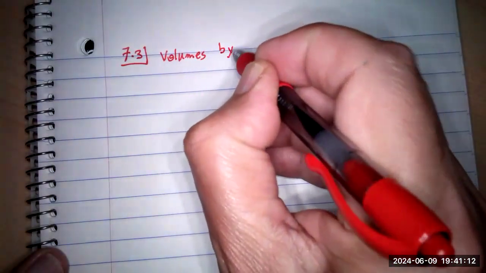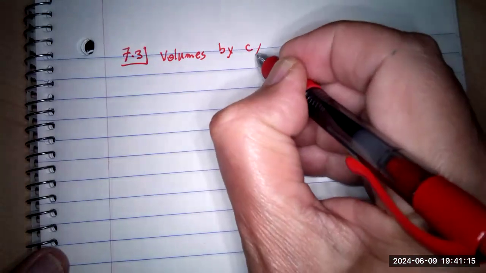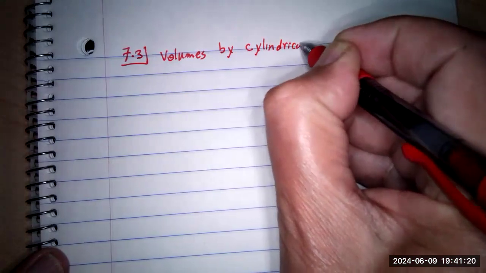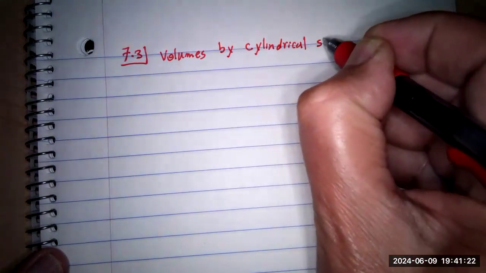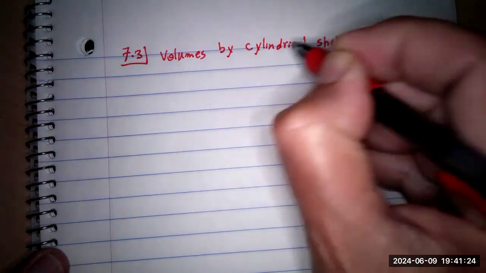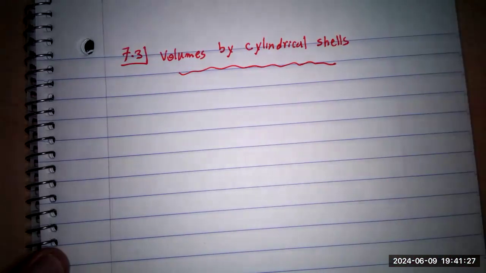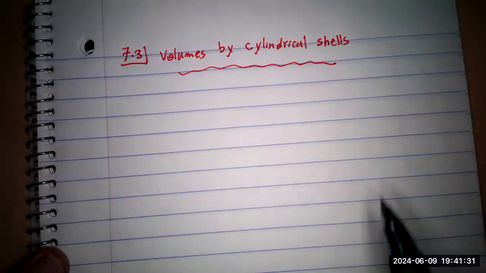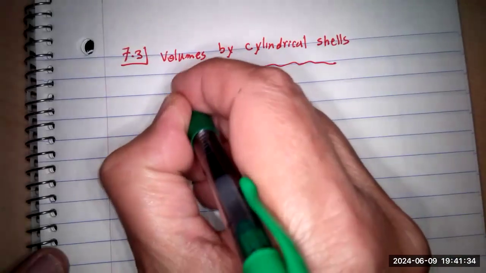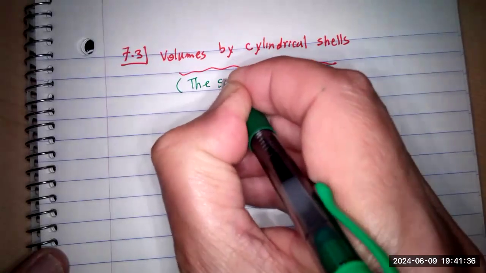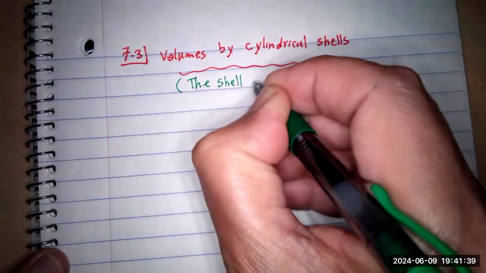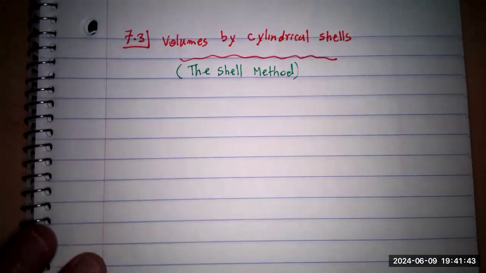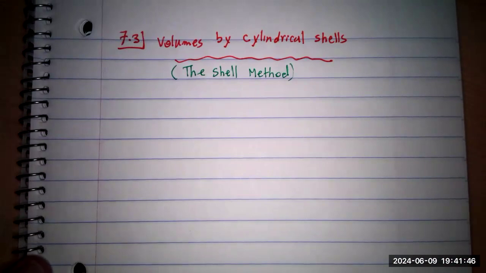Okay, cylindrical shells. In short, what is the shell method? Shell method. It's very easy to identify when you are going to use this method.